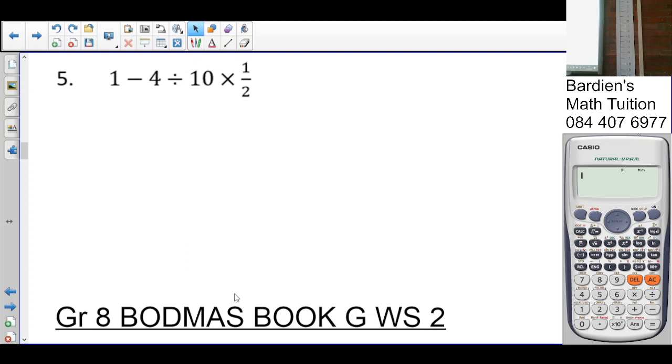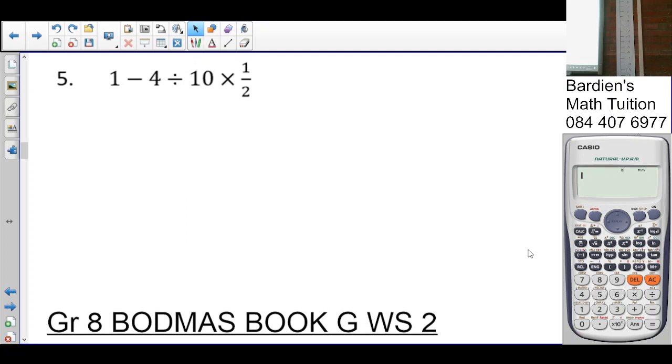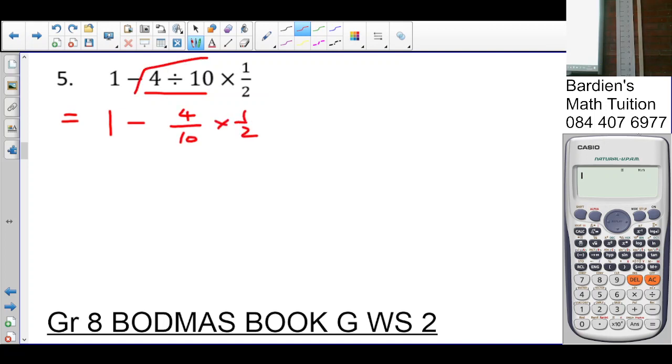Next, we have division, multiplication, subtraction. So what are we going to do first? Division. So that's going to be 1 minus 4 divided by 10 times 1 over 2. So 4 divided by 10 is 4 over 10. What needs to be done first? Multiplication. So we're going to simplify before we multiply. 2 goes into 4 twice, 2 goes into 10 five times, 2 goes into 2 once, 2 goes into 2 once. So what do we have? 1 minus 1 over 5. Then what's 1 minus 1 over 5? 4 over 5. Do you all understand? Any confusion? No?